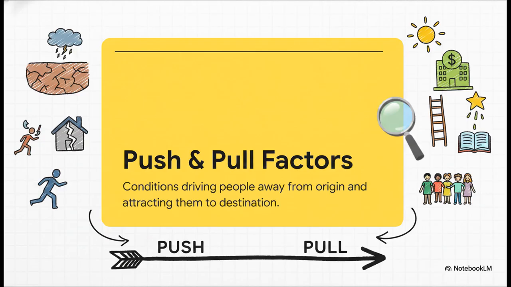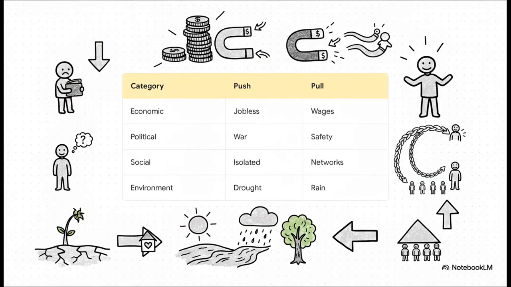Push factors are the things driving you away, like poverty, conflict, or environmental hazards. Pull factors are the things attracting you to a specific destination. Think higher wages, better schools, or political freedom. And here's the key. They operate simultaneously. These factors usually fall into 4 main buckets: economic, political, social, and environmental.